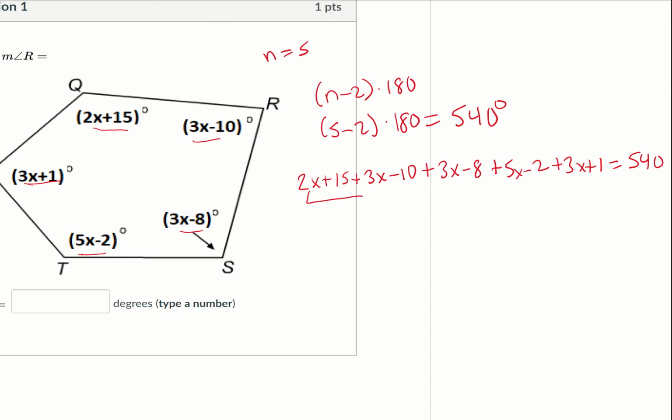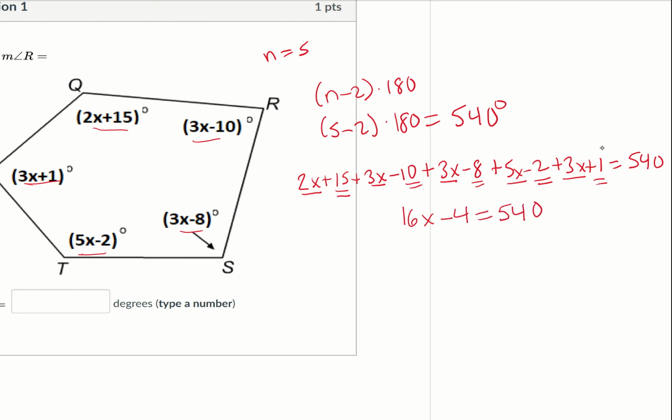We're going to go ahead and combine like terms here. So I'm going to combine the x's together. We have 2x plus 3x is 5x, plus 3x is 8x, plus 5x is 13x, plus 3x is 16x. Then combining the constants together, you have 15 minus 10 is 5. 5 minus 8 is negative 3. Negative 3 minus 2 is negative 5. Negative 5 plus 1 is negative 4.